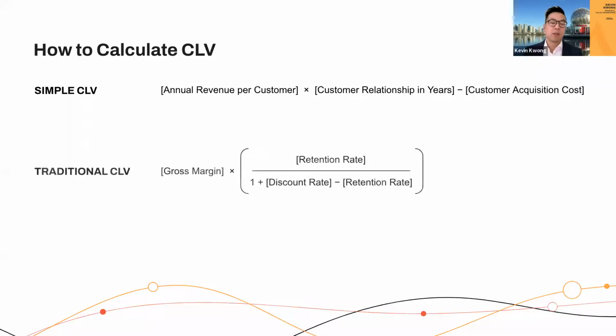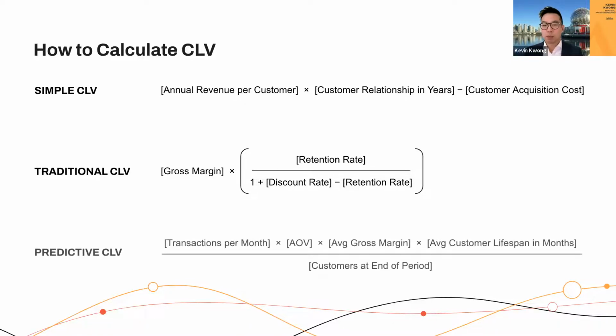So we could also look at a more traditional CLV formula, which considers gross margin, retention rate, as well as a discount rate, which factors in inflation. And this is great for looking at CLV over longer periods of time. There's also a predictive CLV model, which seeks to estimate CLV based on transaction numbers, average order value, and what a typical customer lifespan might be. And this provides a future-looking measure of value, and it's based more on averages.